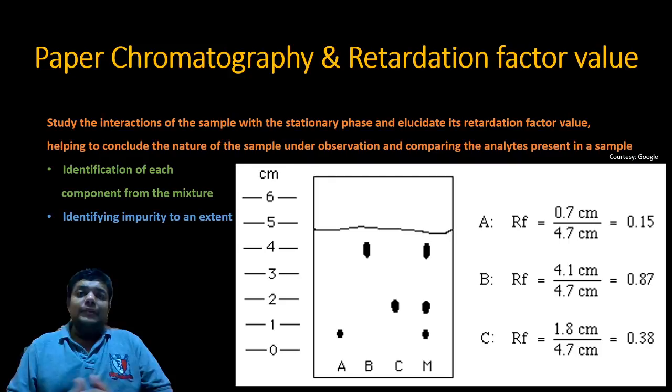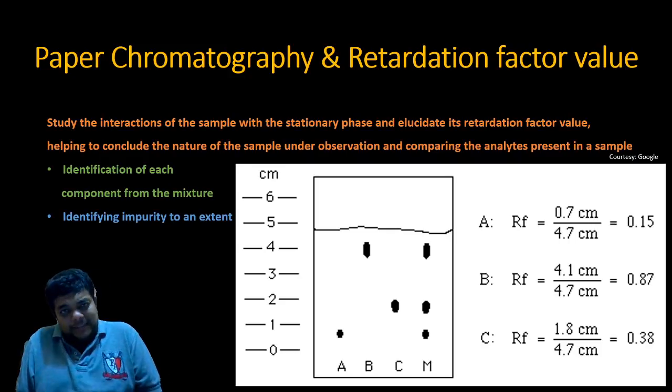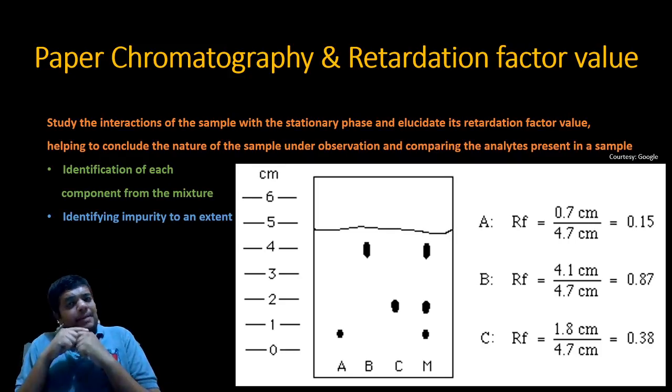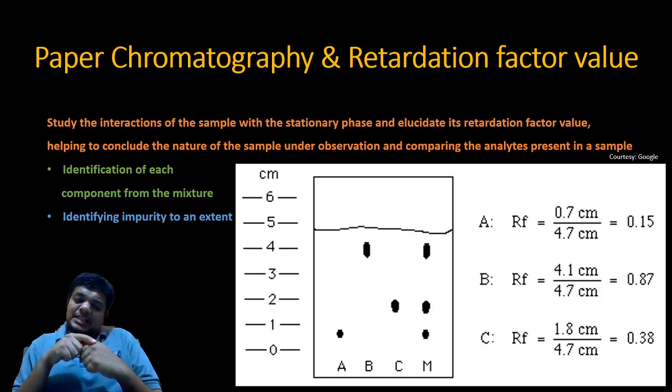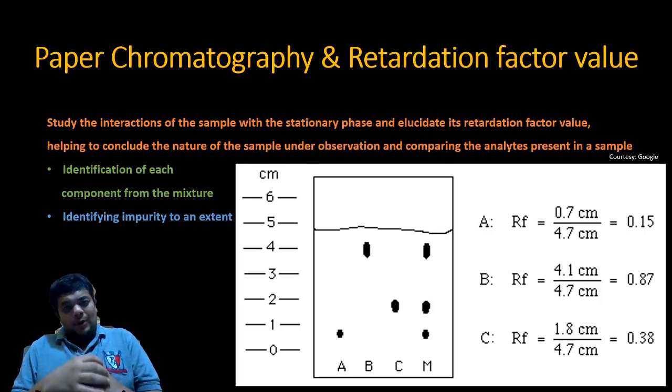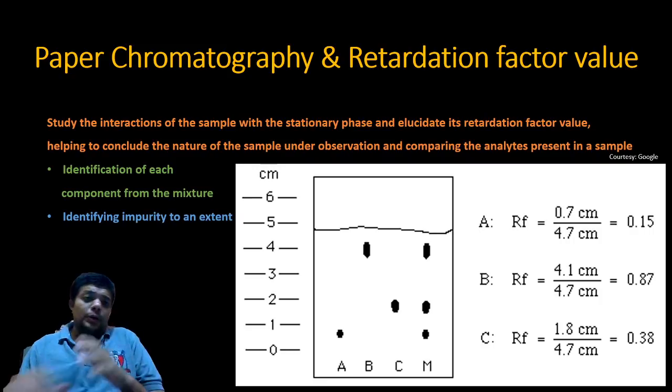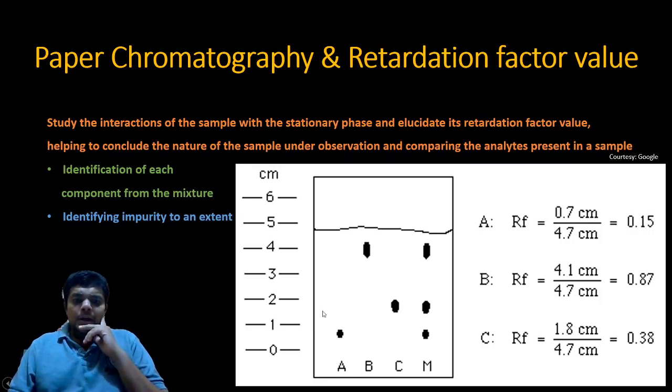And you can also reveal that, as we know, the stationary phase is cellulose, which is polar. A might be polar, B might be the least polar, and C might be the mid polar. Over here, looking towards the application, identification of each component from the mixture. Here you can see the component A, the component B and the component C having their separate runs.